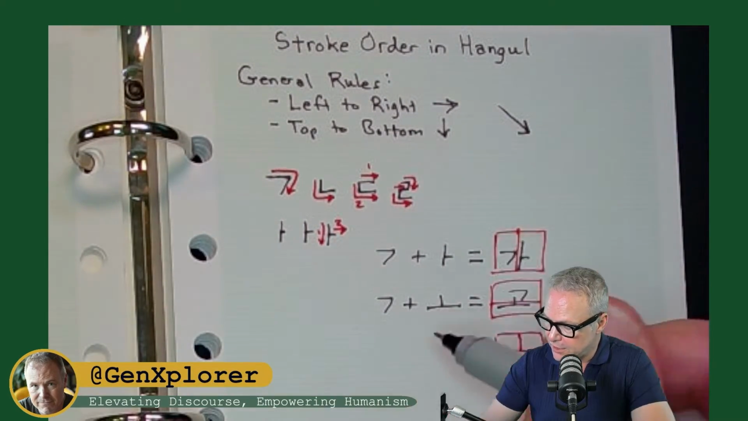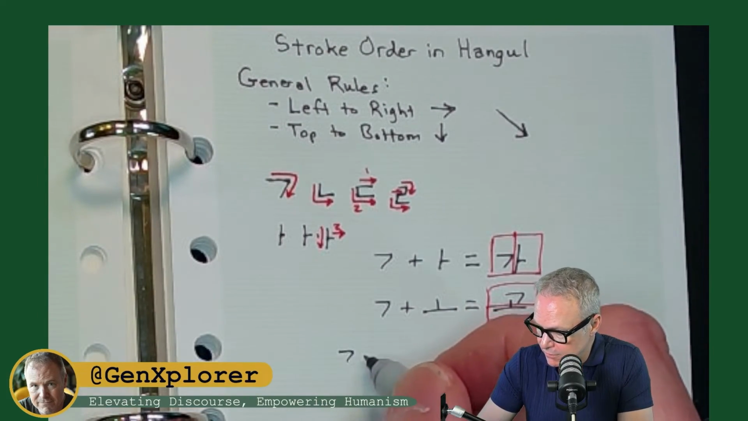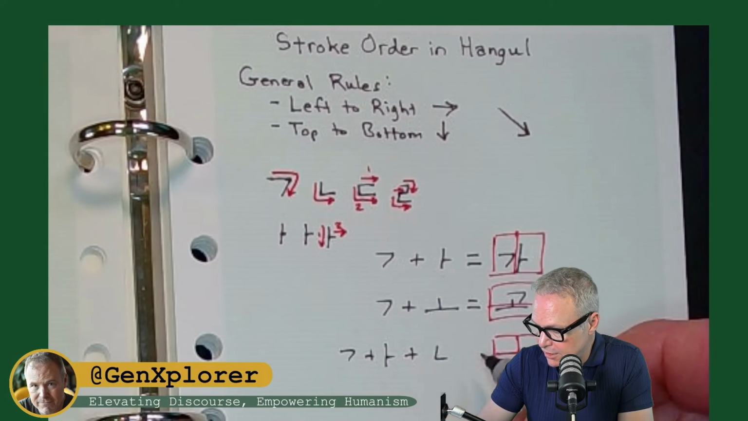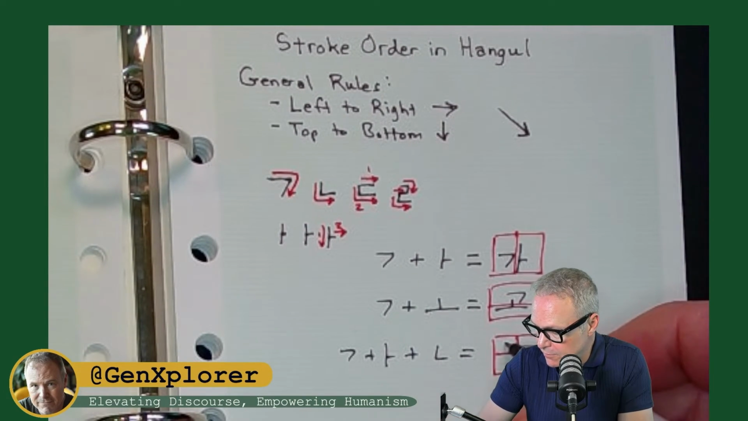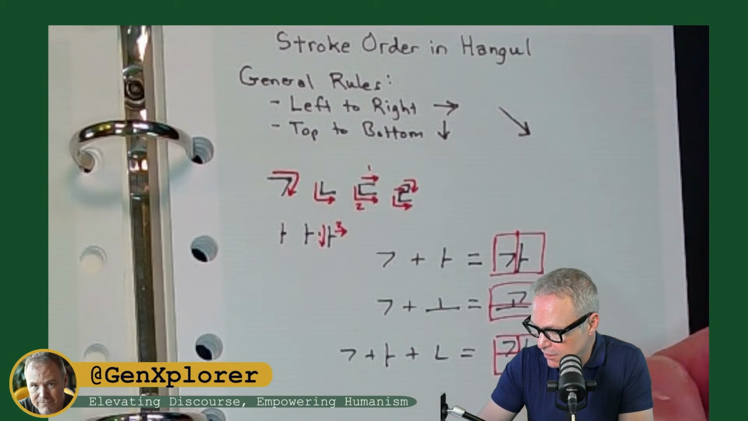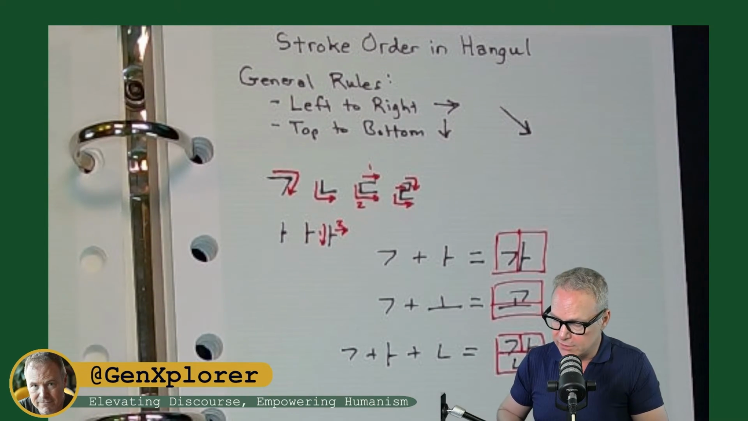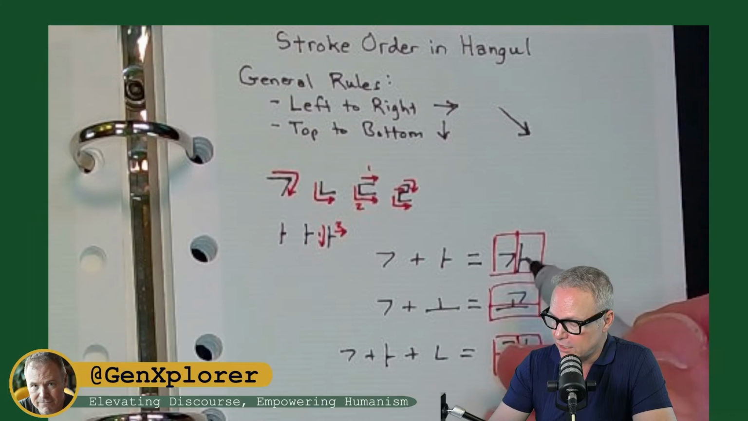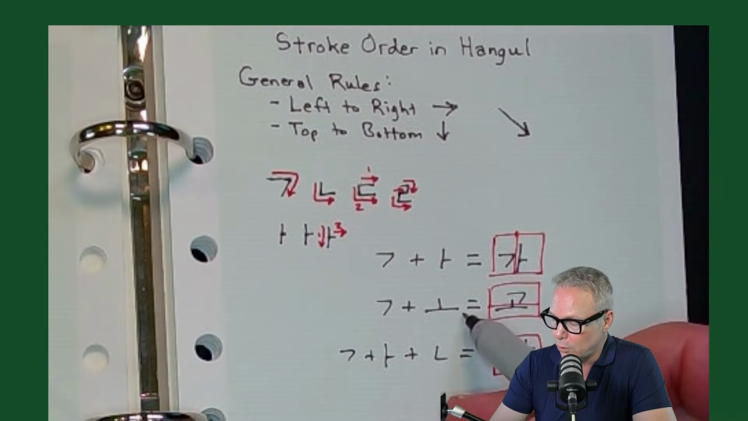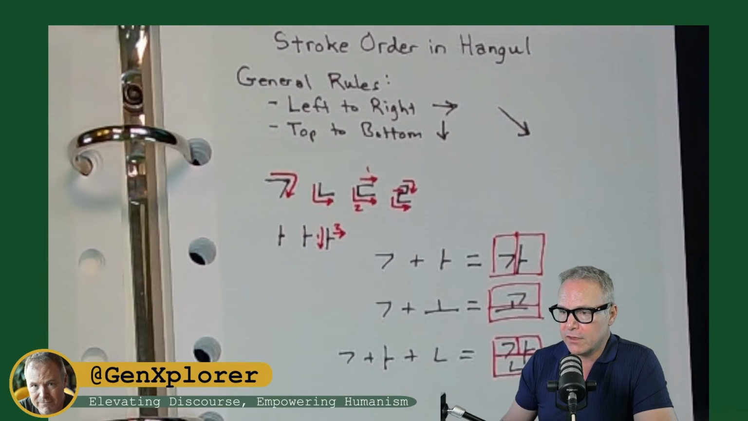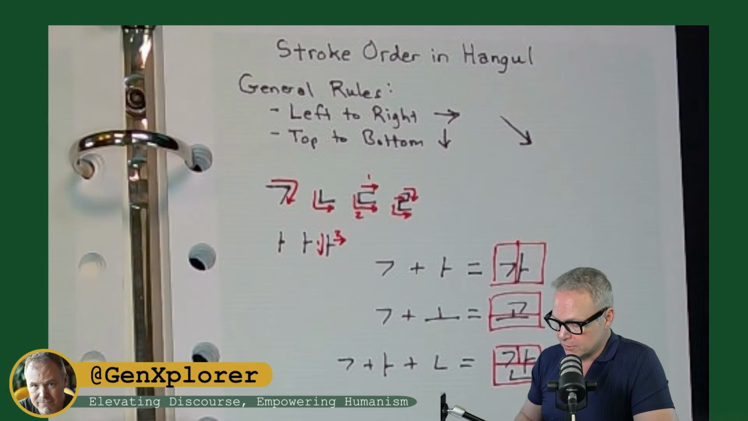So if I take kiok plus a plus the n, we get ga, gan. Ga, go, gan. All right, so that's just a little bit about stroke order.